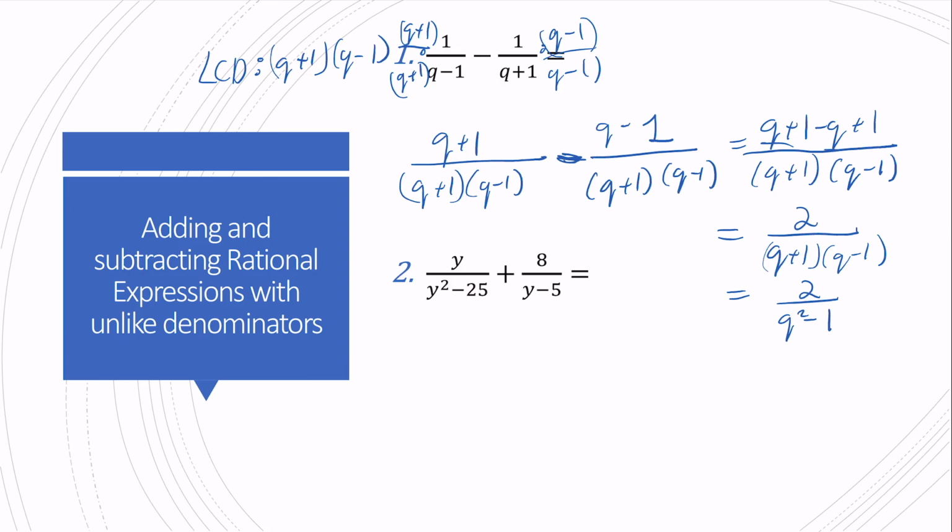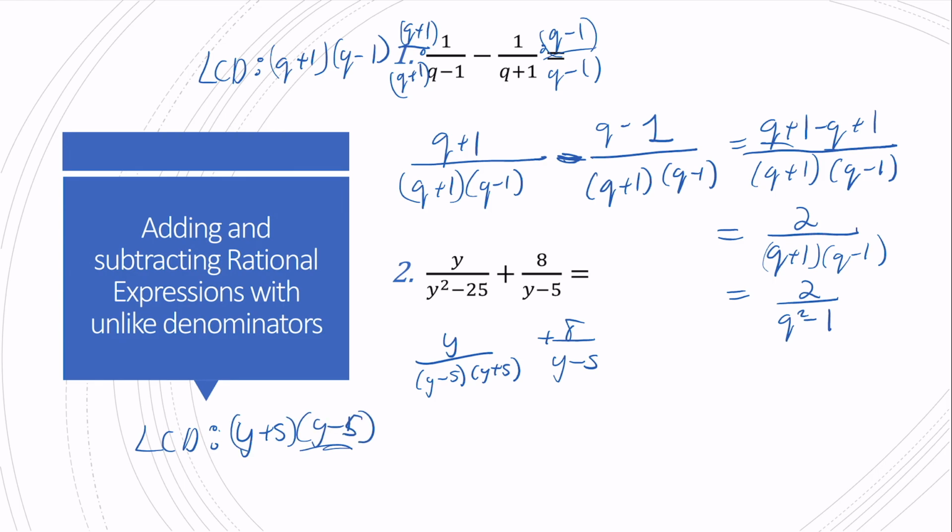For my second example, I have y over y squared minus 25. That's a difference of squares. So let's go ahead and write that out. So I have y over y minus 5 times y plus 5, plus 8 over y minus 5. So my LCD is going to be y plus 5 times y minus 5, or I could have written the y minus 5 first. The order doesn't matter. On the right, I need to multiply by y plus 5 over y plus 5.